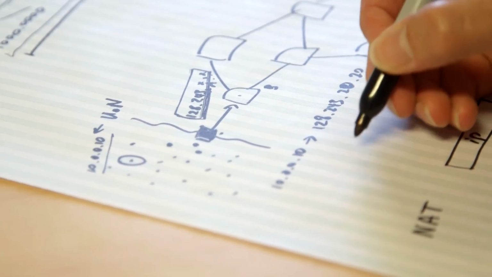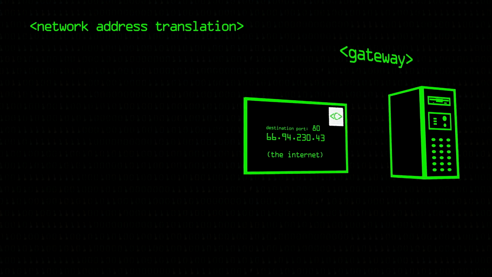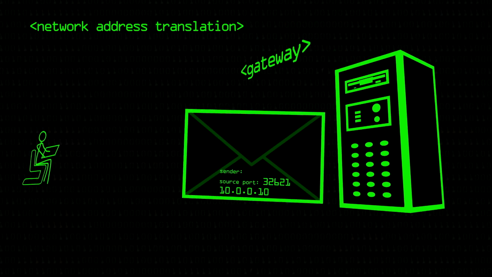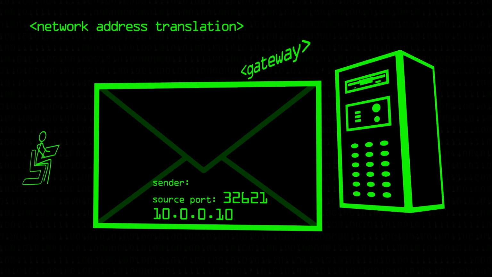So what it could also do is it could say, okay, well, how about I also rewrite the source port number as well, so that when it says source port 32,621, I'm going to remap that to source port 16.